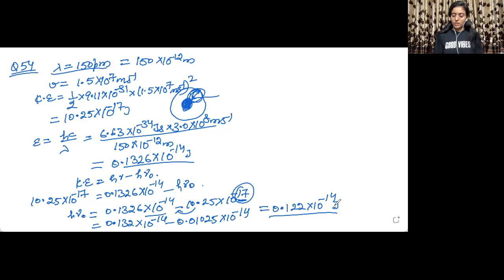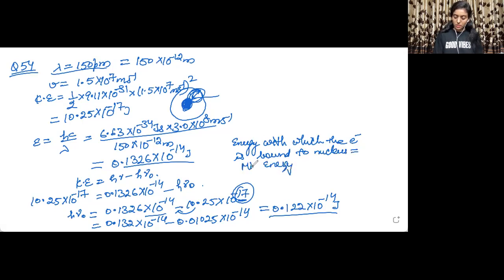Now, the work function here we can write as the energy with which the electron is bound to the nucleus, which is equal to the minimum energy required to remove the electron. That is the work function or the threshold energy.